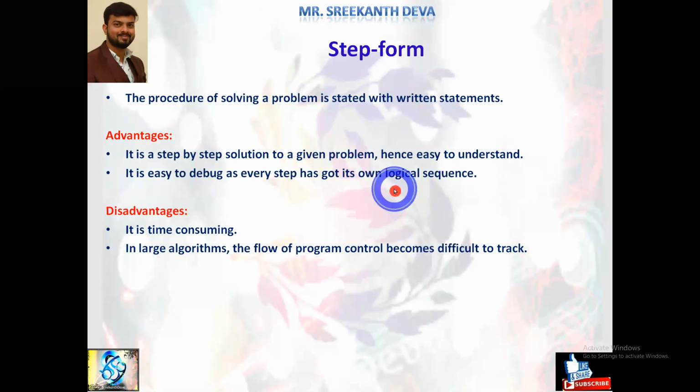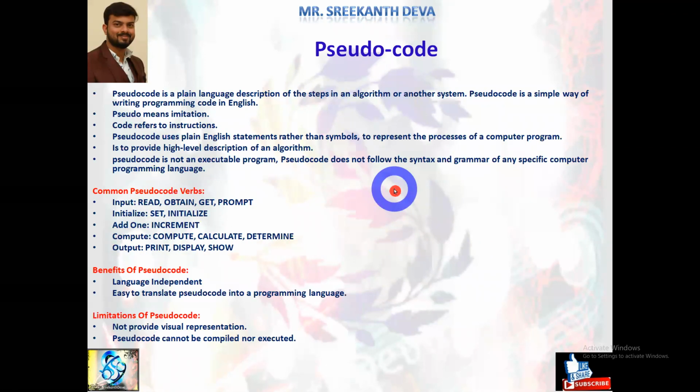So that is about step form. Coming to pseudocode. Pseudocode is a written form representation of the algorithm. It differs from the step form as it uses a restricted vocabulary to define its action of solving the problem. One problem with human language is that it can seem imprecise, but pseudocode, which is in human language, tends towards more precision by using a limited vocabulary.